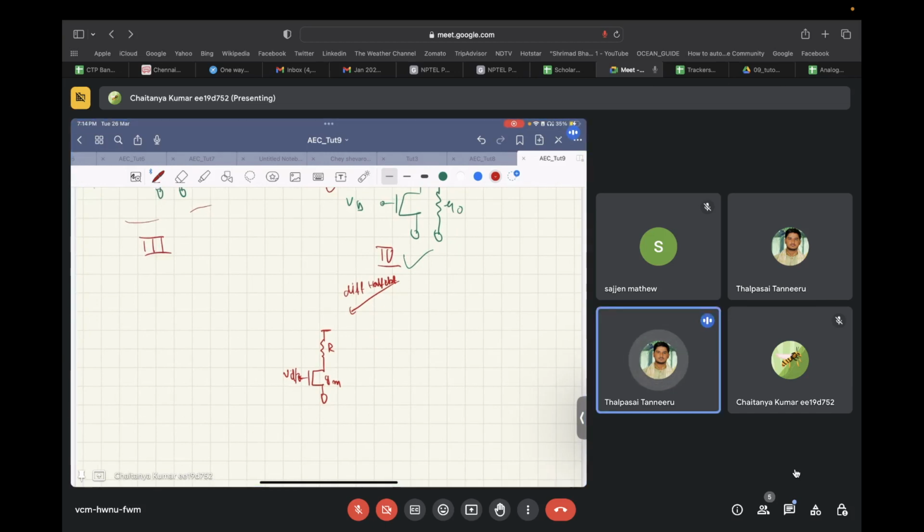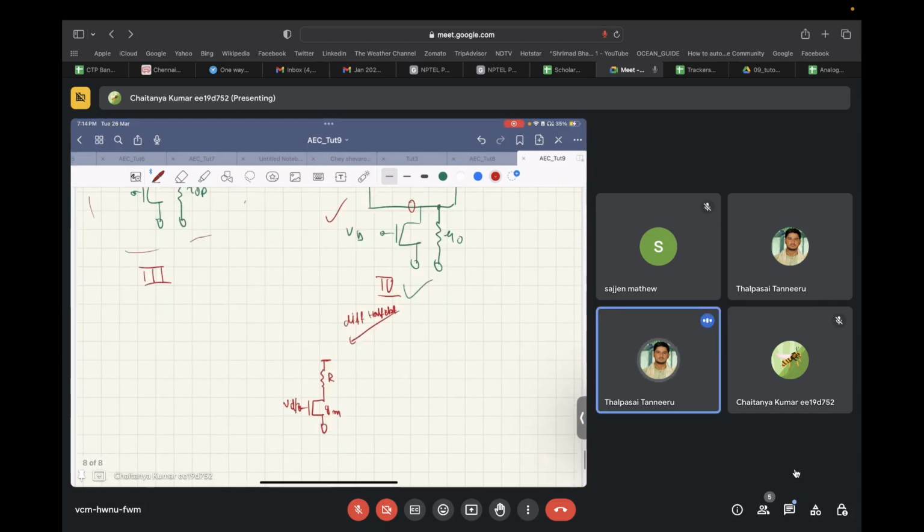No, no. This particular node has become ground. This is ground, this is ground. No current will flow through R naught as far as the differential half circuit is concerned. Okay, so this is there.